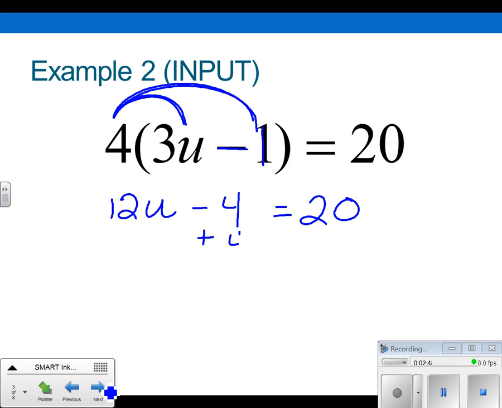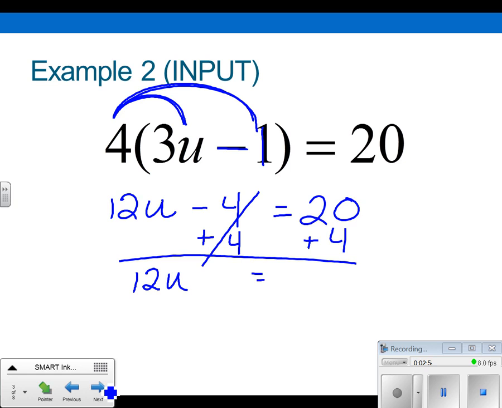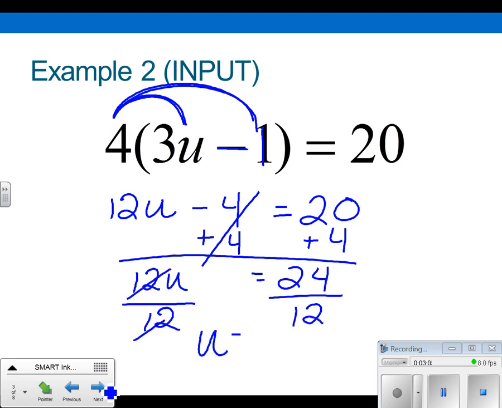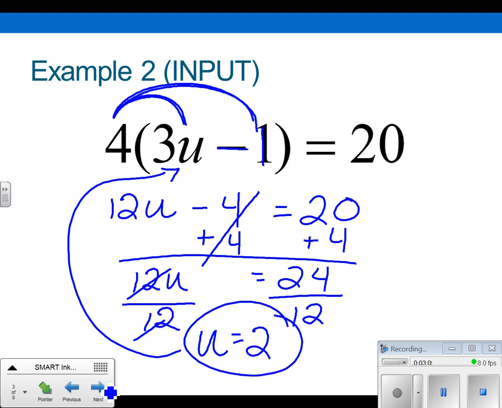You're going to add 4 to both sides. That's 0. And then you divide both sides by 12 to get rid of the multiplication of 12. 12 divided by 12 simplifies to 1u equals 2. And then come back up here, check your work. 3 times 2, 6 minus 1, and then 5 times 4 is 20. So this is the correct answer.